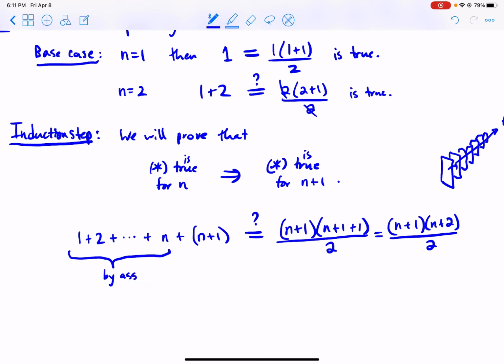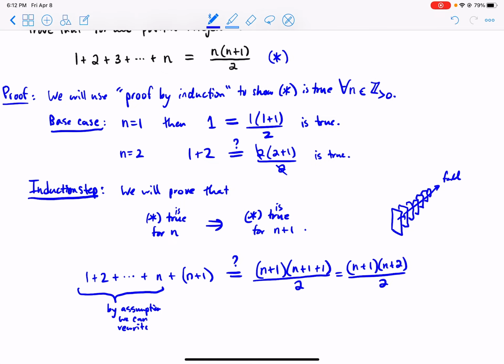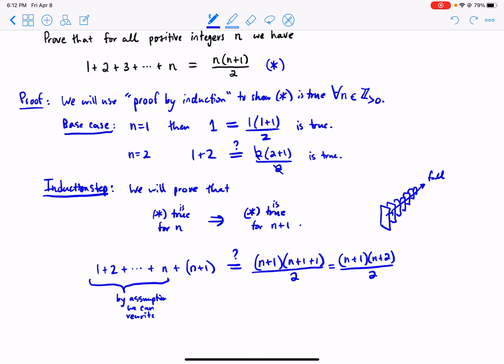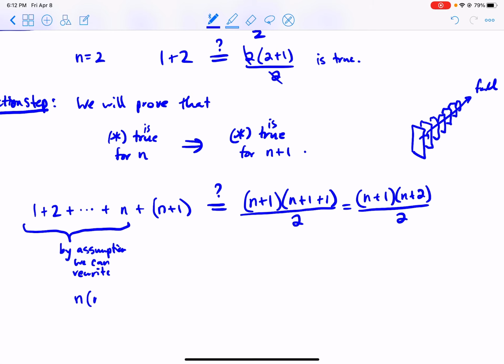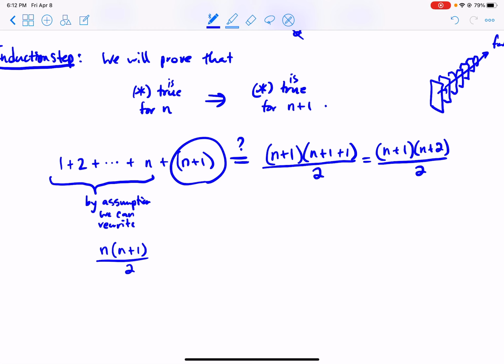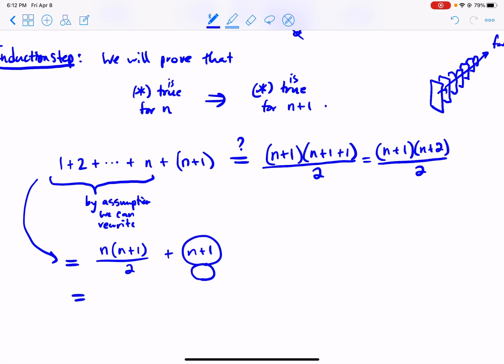By assumption, we can rewrite this, as it's true for n. So this piece right here is equal to n times n plus 1 over 2. And we still have the plus n plus 1. So this piece is equal to that, which is equal to, and now let's multiply by 2 and divide by 2.